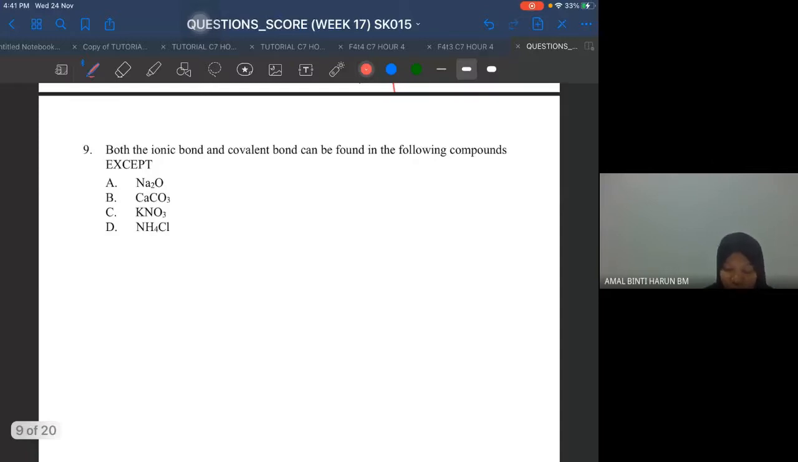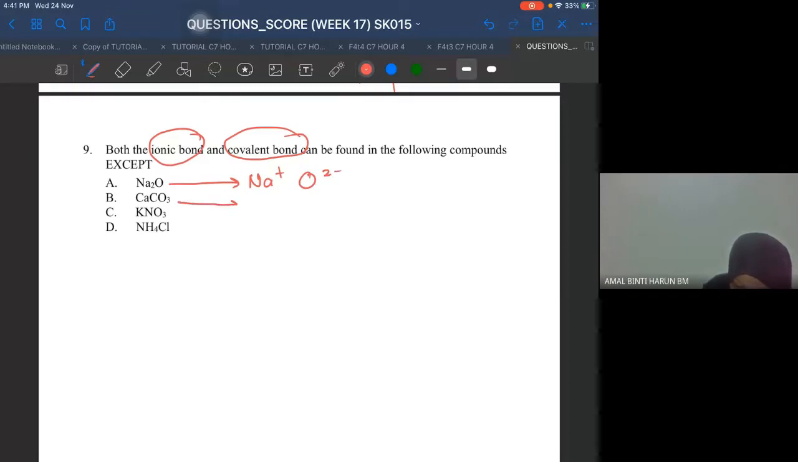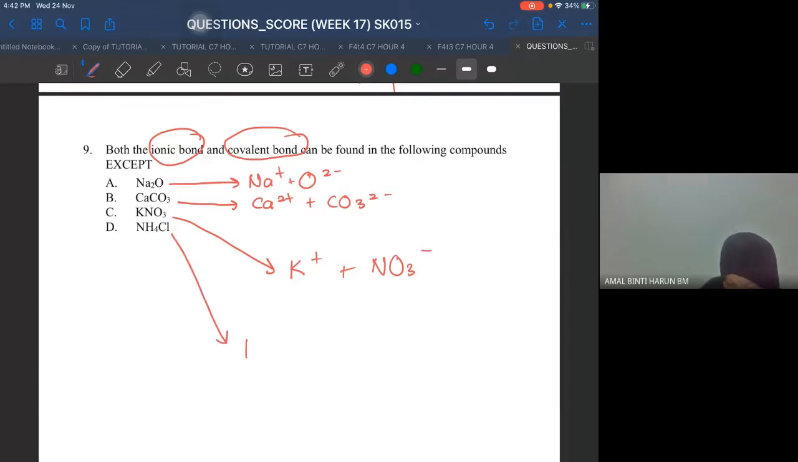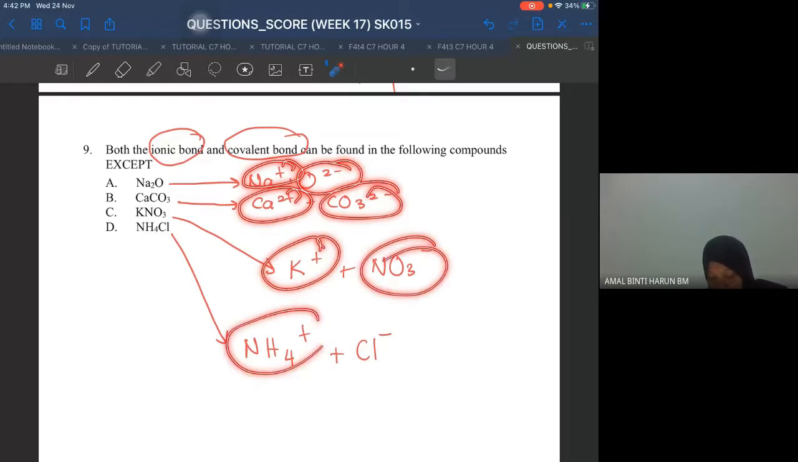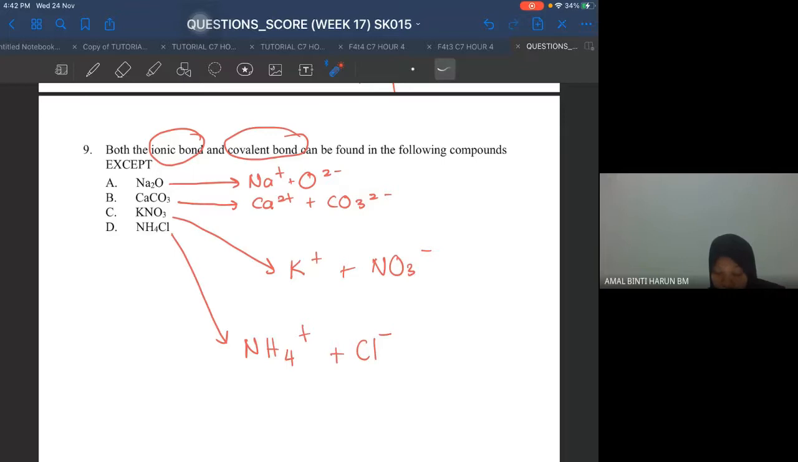Nombor 9, which of the ionic bond covalent can be found in the following compound? Okay, dia nak apa? Ionic, ada covalent. So ini kalau kita pecahkan, kita dapat Na plus O2 minus. Ini kita pecahkan dapat calcium 2 plus dan CO3 2 minus. Okay, this one kita pecahkan dapat K plus NO3 minus and NH4 plus dan Cl minus. Okay. So ionic, kat mana ionic? Ionic adalah, kalau ionic bond, that is the attraction between the positive ion and negative ion. So ionic, positive, negative, positive, negative, positive, negative. Semua ada ionic.